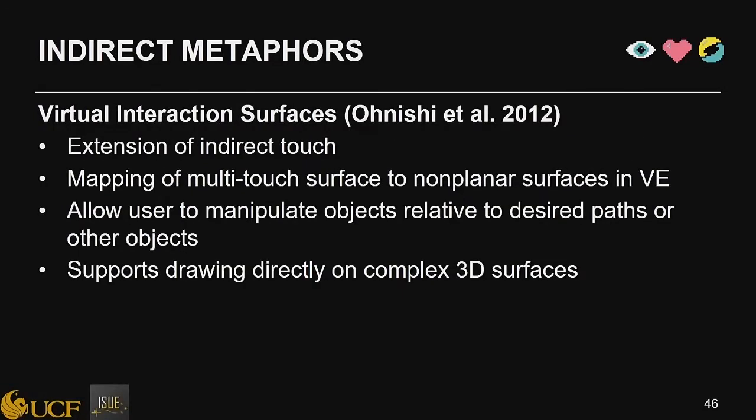Now, this was extended to not just a surface on a smartphone, for example, but on actual surfaces within the virtual world. So it's an extension of indirect touch, and the mapping basically is a multi-touch surface to non-planar surfaces in a virtual environment, which is kind of cool, because it allows users to manipulate objects relative to desired paths along that surface or other objects. And you can actually draw along these complex 3D surfaces and then use those to actually tell objects how to move in space, which is pretty neat.